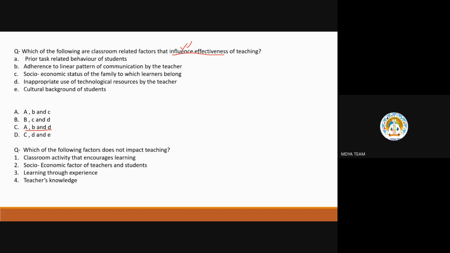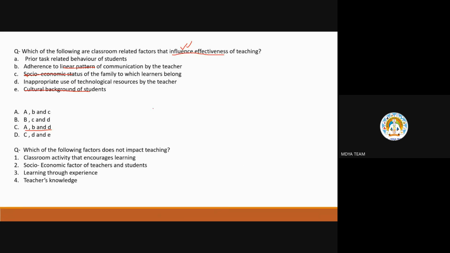Because the cultural background of the student will be of no use. The social economic status, we have, I think, covered this in a different question. Here the options were similar, okay? So, adherence to linear pattern of communication may affect the learning outcomes negatively. But here the question is influence effectiveness, positively or negatively. We have to include both the things.